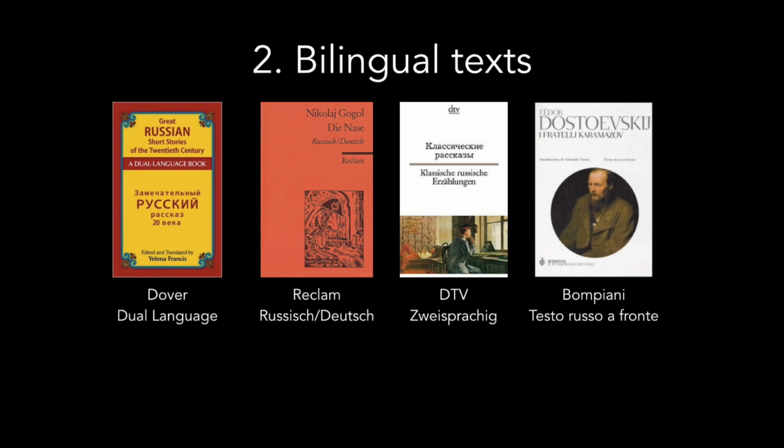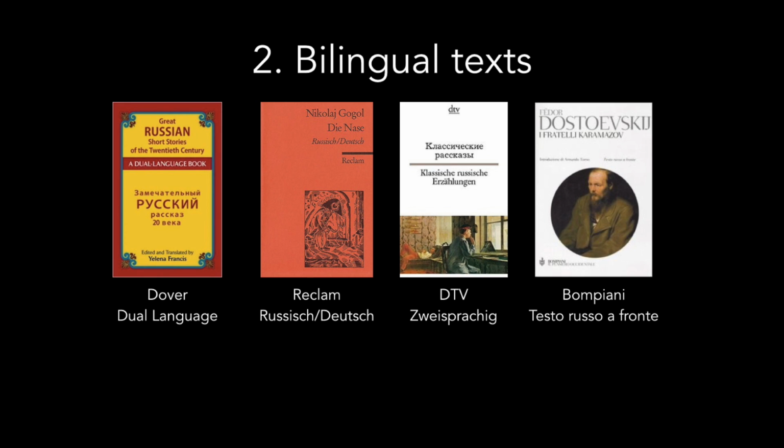There are not many great bilingual texts for Russian available in English. I ordered a bunch of them from Amazon and none of them have been great. The best in English are probably the Dover Dual Language series, but the translations of these are sometimes not very faithful. There are much better resources available in German, French, and Italian. I particularly like the Reclam Library and the DTV Zweisprachig books.